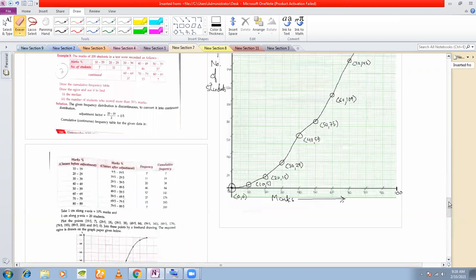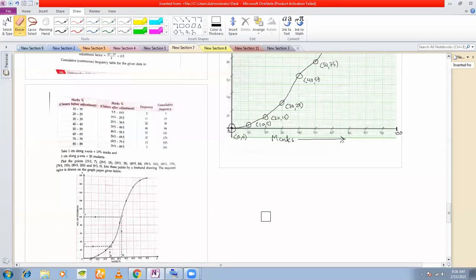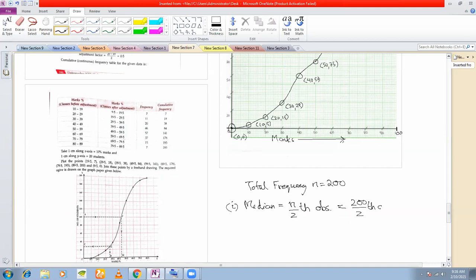Now we shall answer the questions that are there. The first question here is to find out the median. So what is the median here? Let us first write down the total frequency. Total frequency n is equal to 200. Therefore, median here is the n by 2th observation, which is the 200 by 2th observation, which is the 100th observation.